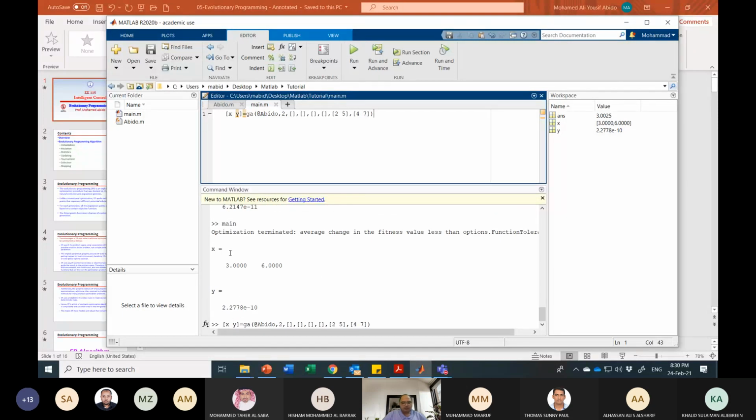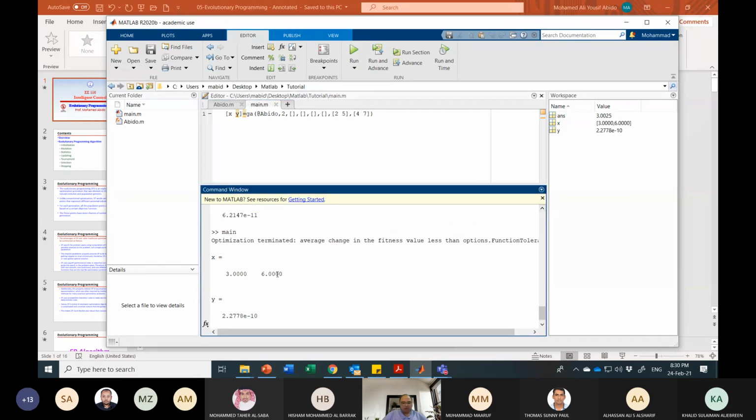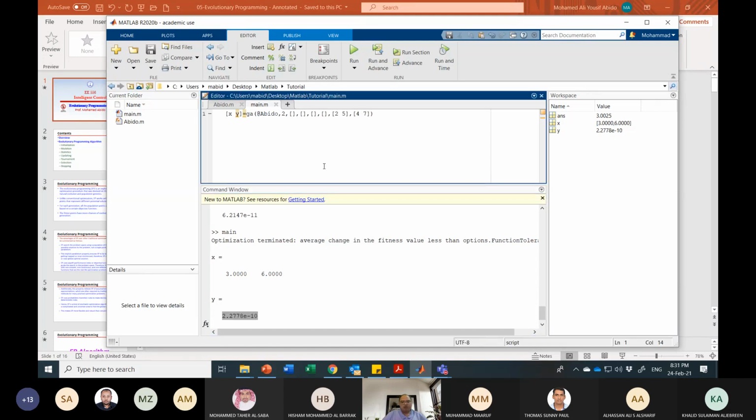Again, it gives us a value that is a little bit different, and the resolution of these numbers is for decimal, but if you expand it, again it gives you 3 and 6, and a very, very small value. So this is the main program. You can call the function and you can run it. So this is the way.